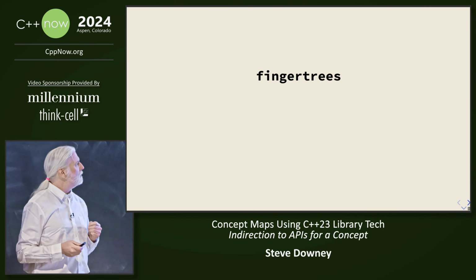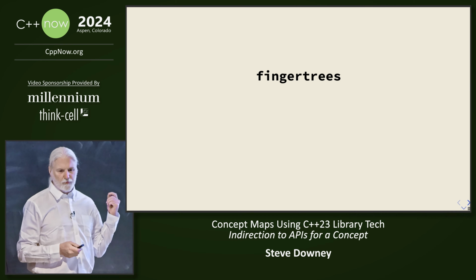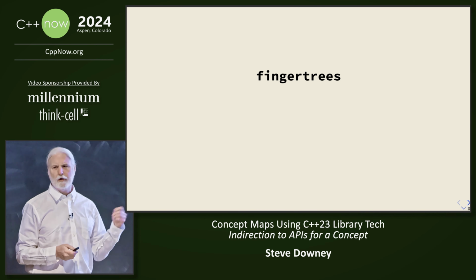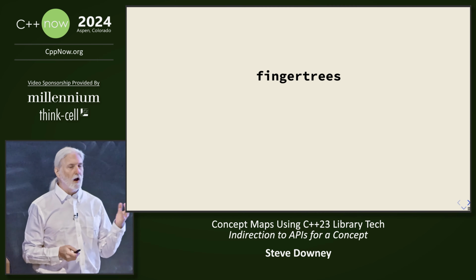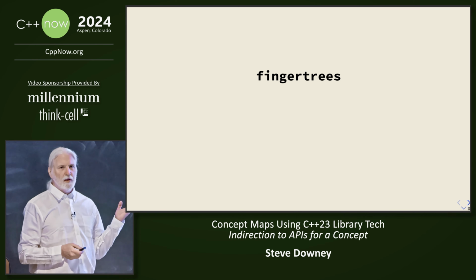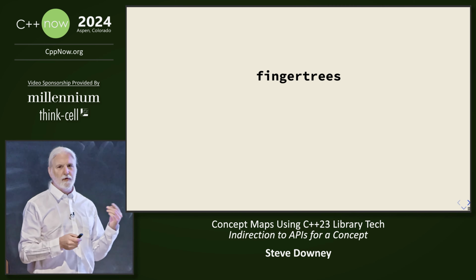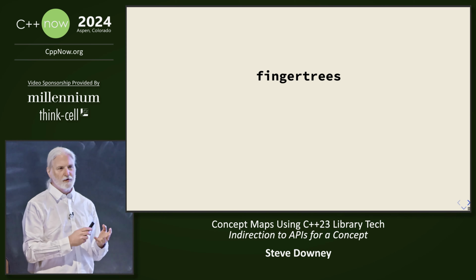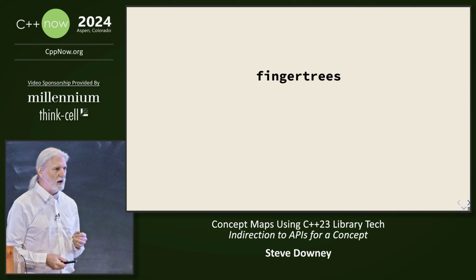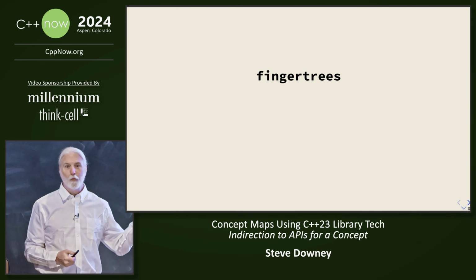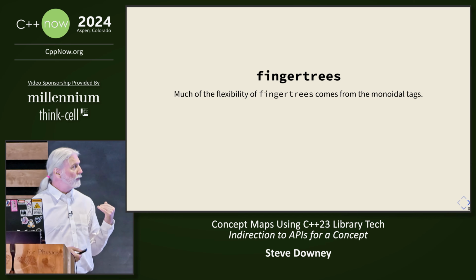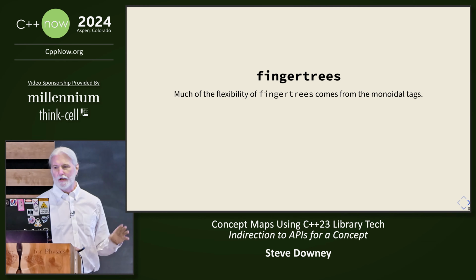Finger trees were invented or discovered fairly recently, in the early 2000s. The core data type provides log n bounded simulation of priority queues, indexed access, sequential access, and a bunch of other things. It's a ridiculously general purpose thing, and much of the flexibility comes from the monoidal tags that are used inside it and composed.